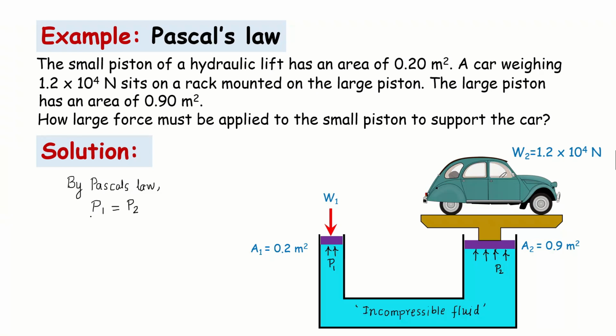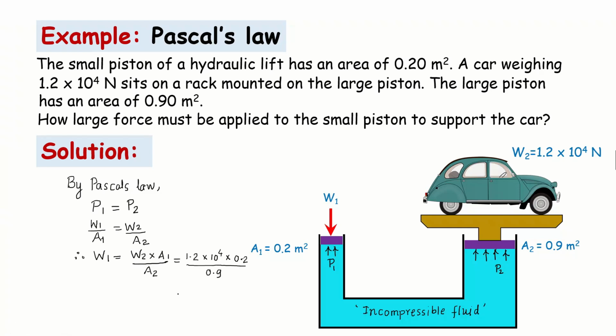As we know, friends, pressure P1 is nothing but the load W1 acting on the piston of area A1. So it is W1 by A1, and P2 is going to be the load W2 by A2. Now, if you simplify this equation, you can easily find the expression of W1, which we have to calculate, that is going to be W2 into A1 divided by A2. And if you substitute the values, friends, the value of W2, that is the weight of this car, is 1.2 into 10 raised to 4. The value of A1 is the area of cross section of the smaller piston, and A2 is the area of cross section of the larger piston.